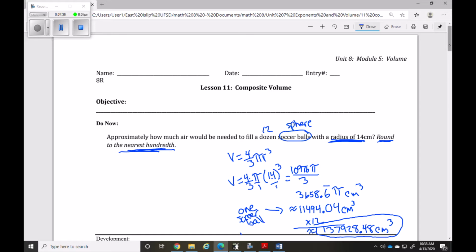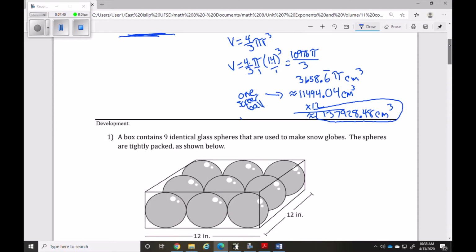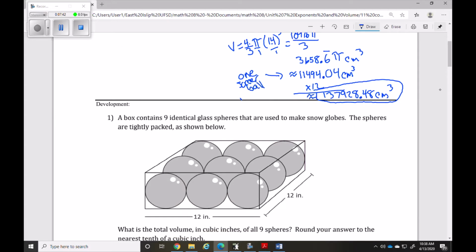Now, being able to do this really means that you can do question number 1 here in the development. So a box contains 9 identical glass spheres. So again, volume of a sphere. And the spheres are tightly packed, as shown below.